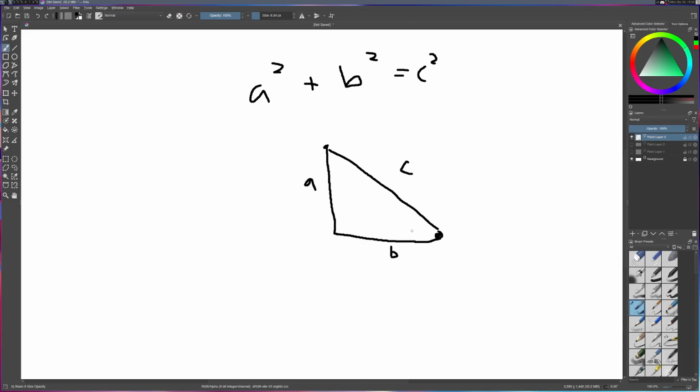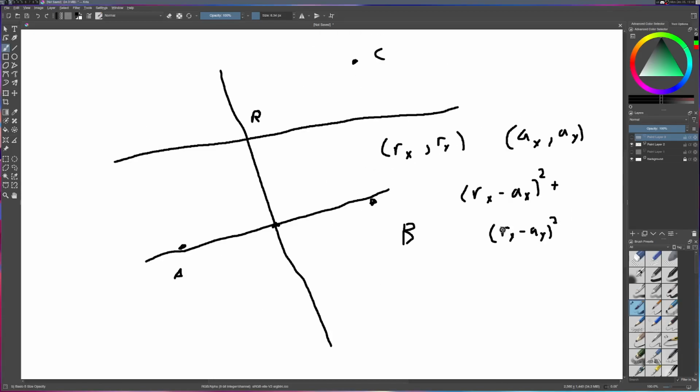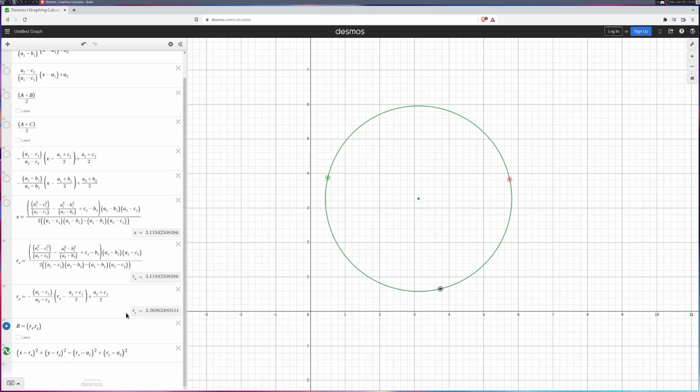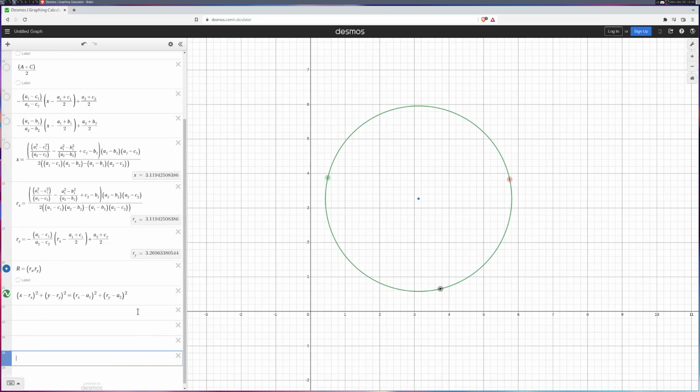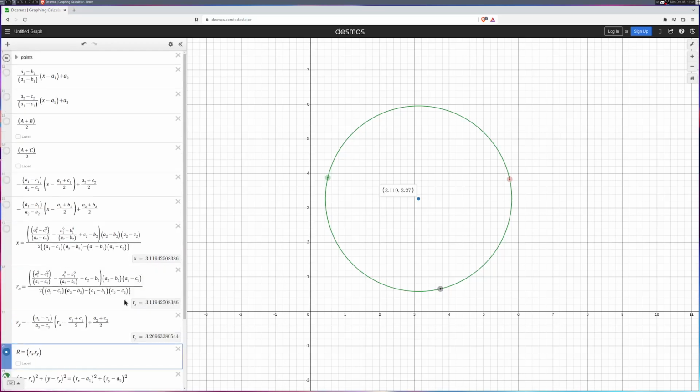And if you know the standard circle equation, it's x squared plus y squared equals r squared. So we don't even need a square root to find C. We can just leave it in that form: Rx minus Ax squared plus Ry minus Ay squared. And that's what I did here. This is the equation of the circle, and this was the center of the circle, big R. The way I named my variables was really inconsistent.